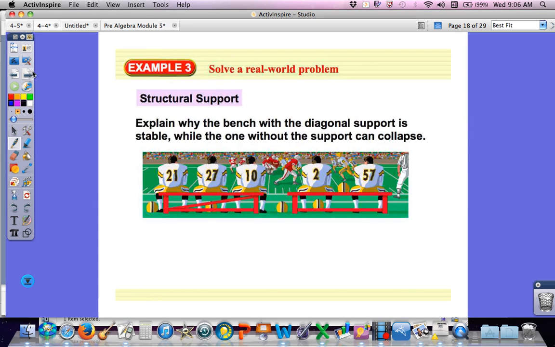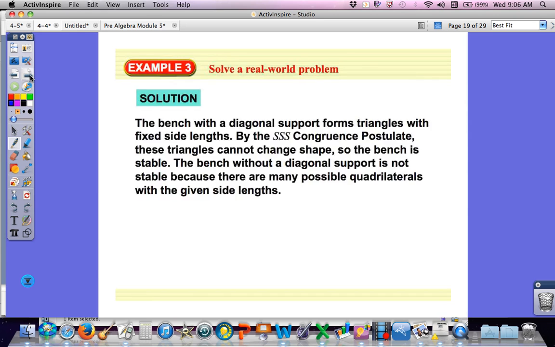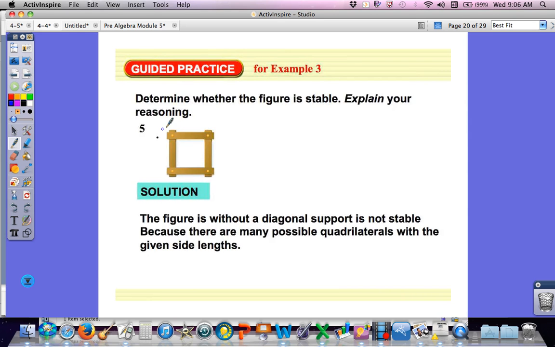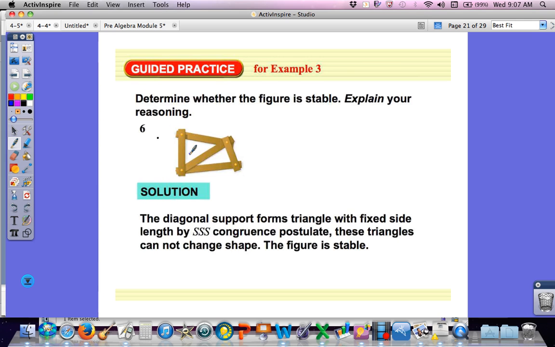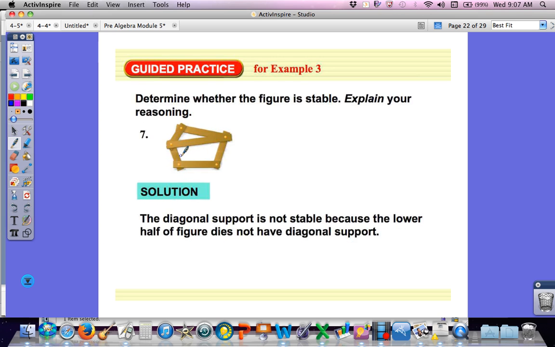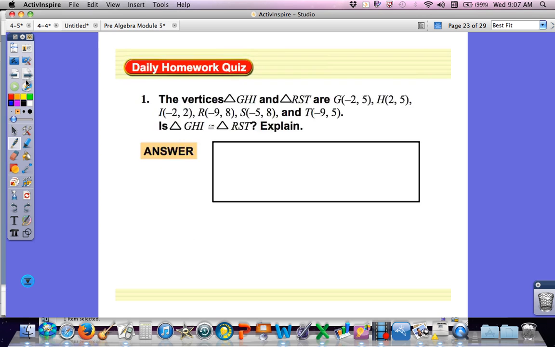Okay, this problem, what I really just want you to get, I'm not going to spend a lot of time on this, is that a figure is stable if it has diagonal supports. It's an engineering concept, it's a building concept, okay? So these triangles cannot change shape, because there's only one way to make them. They're stable. This figure is not stable because the lower half is not a triangle, it's a quadrilateral.